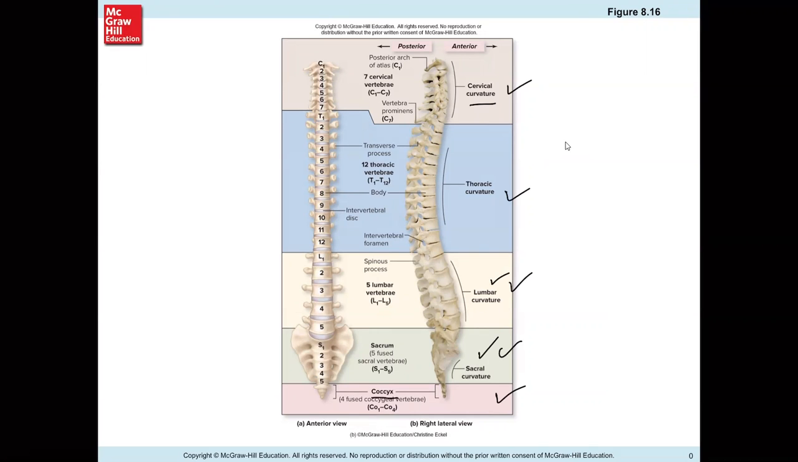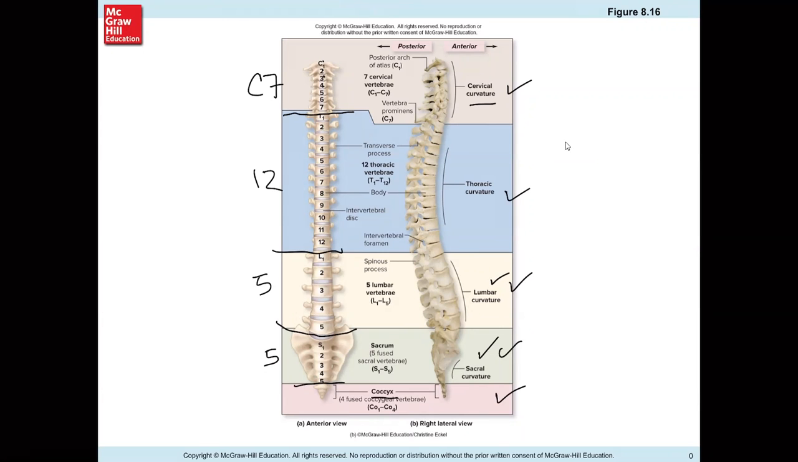Okay, so if we start to look at them, and you could actually count them, right? That's how they're identified, is by counting them. So if we start at the top, we have C1, C2, C3, C4, all the way down to C7. Okay, and then for thoracic, we have 12. Okay, lumbar, we have 5. Sacrum, we have 5 bones that are fused together. And then coccyx, we have 4 little vertebrae that are fused together, so the tailbone, right?